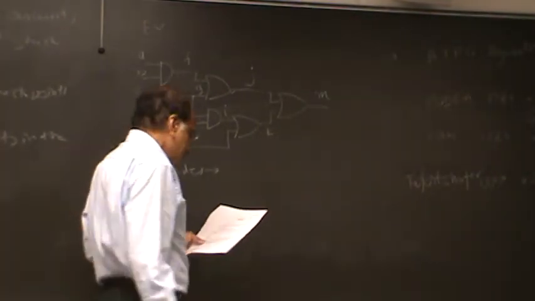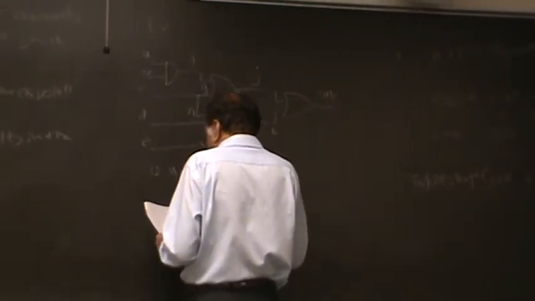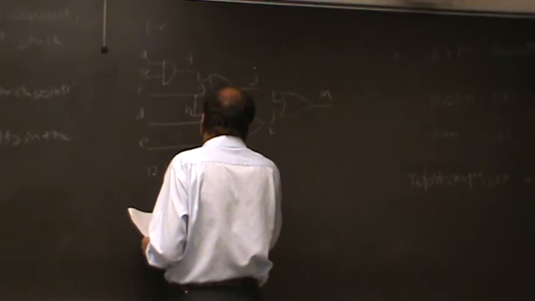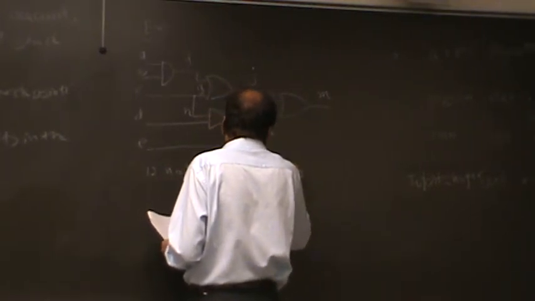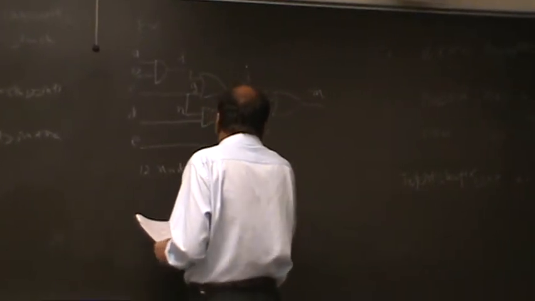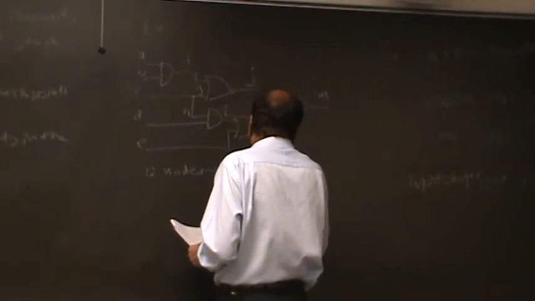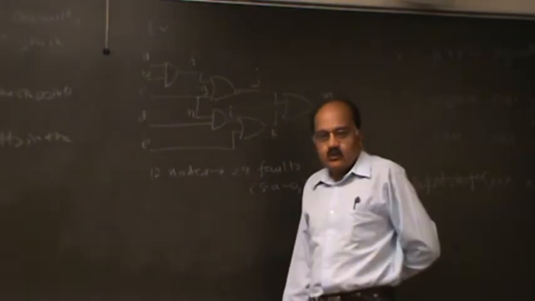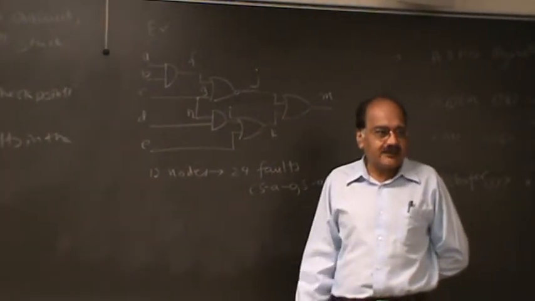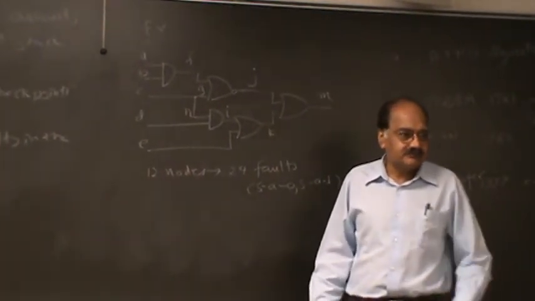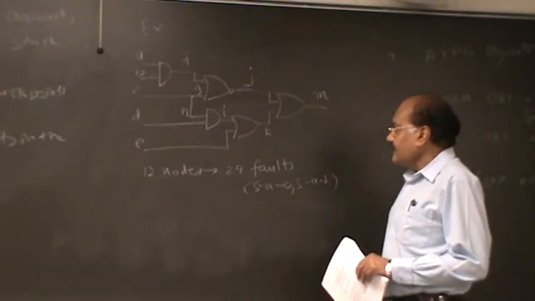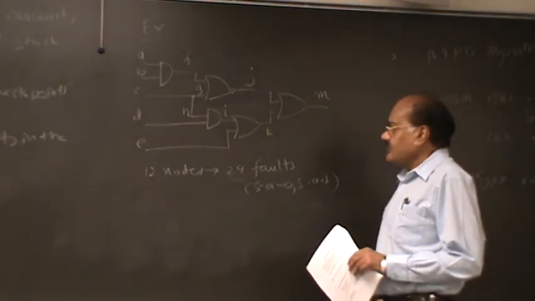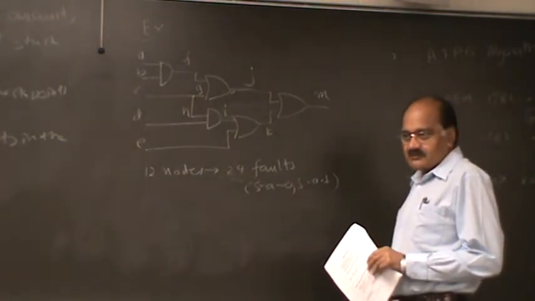So unless we do something, we are going to need 24 faults, right? Which include stuck at 0 and stuck at 1. So any node could be stuck at 0 or could be stuck at 1, right? Now let us see, can we reduce this 24 faults?